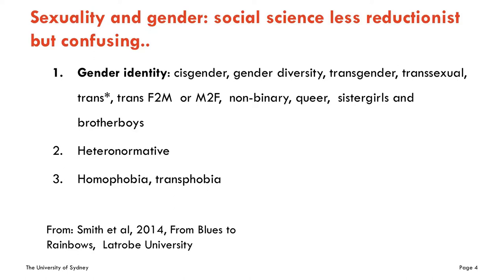Since I've been working with social scientists, who are less reductionist, it has been very interesting for me, but still somewhat confusing. Some of the things that have confused me are these terms, and I'm sure they confuse the general population: cisgender, gender diversity, transgender, transsexual, trans, asterisk, trans, F to M, or M to F, non-binary, queer, sister girls, brother boys. These are a whole lot of terms that are used in the literature, but they're not necessarily the terms that young people use.